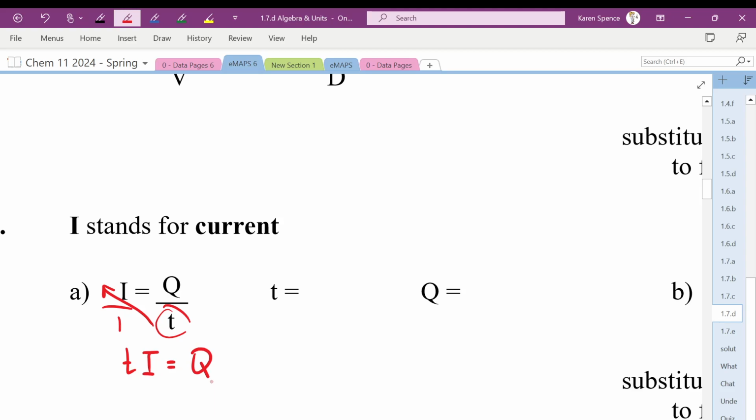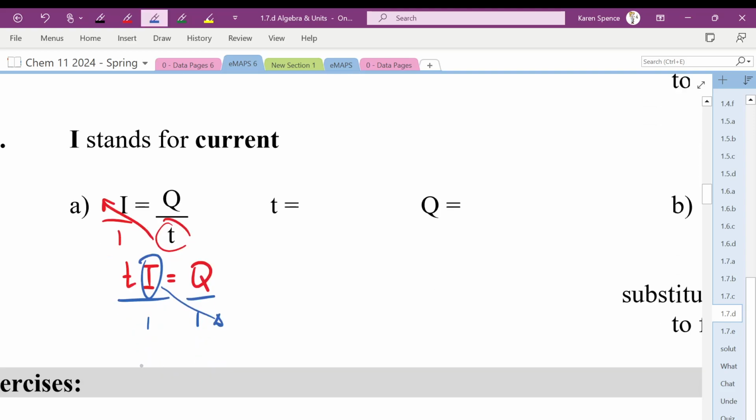You can start by moving the t up beside the I. And then we need t by itself, so we can take the I and we can move it down. So we will end up with t is equal to q over I. Is that good? And hopefully it's quite easy. Q is equal to t times I. So that's just a little bit of practice on what you've done.